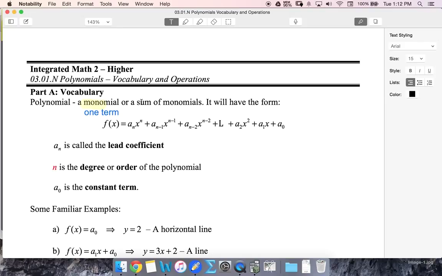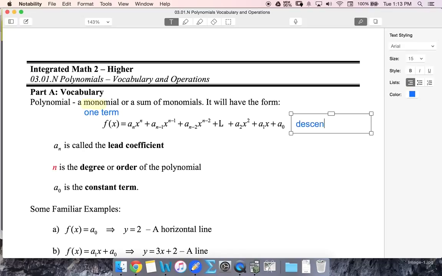Or a sum, and of course sum could include negative numbers, so it might be we're adding a bunch of things, or we have positives and negatives in here. And we tend to write them in descending order, so highest power of x first. And this number may or may not be the biggest of the coefficients, but definitely the power is the biggest. So let's put that in also.